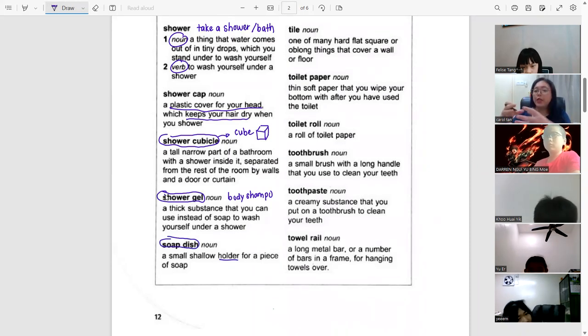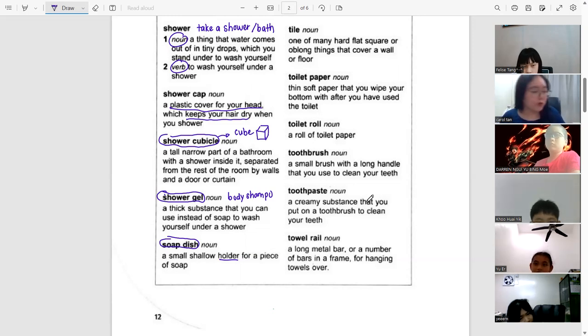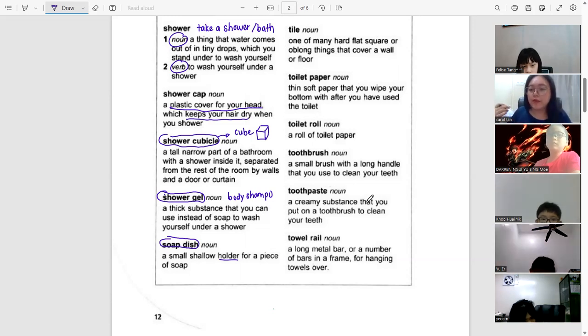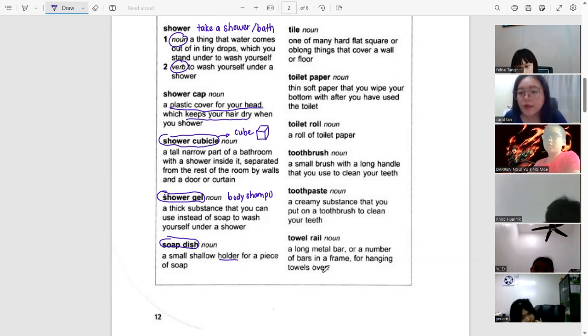Remember, you have the soap dish, it's like 你的肥皂, 你要放哪里? 肥皂, 用完了放哪里? What do you put it at, Minhui? Where do you put the soap at, Minhui? Huh? Where do you put the soap? After you use the soap already, then where do you put it at? Soap dish? Put it on the shelf? Oh, you mean the shelf, is it?